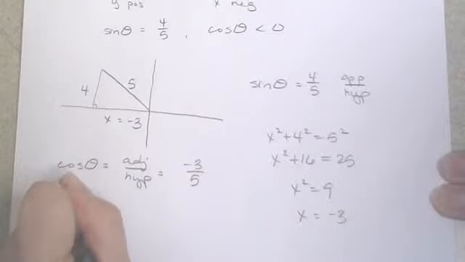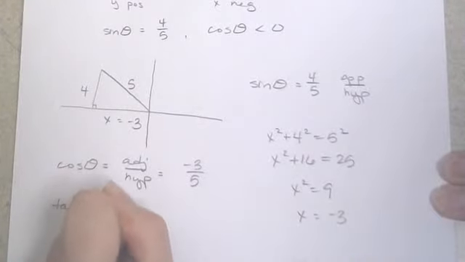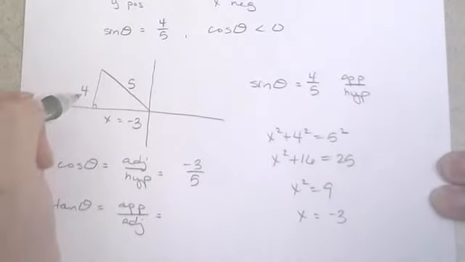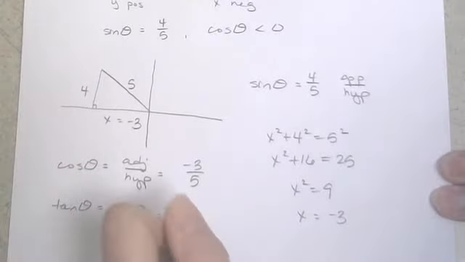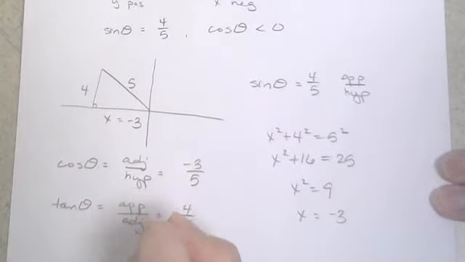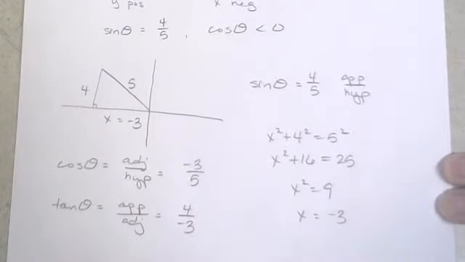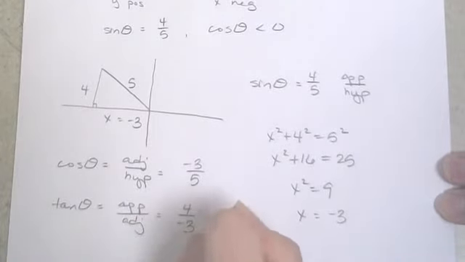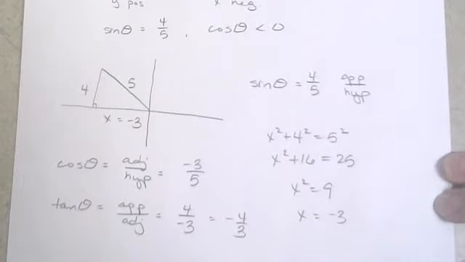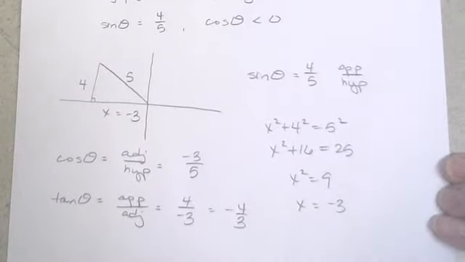Tangent of theta is opposite over adjacent. So opposite is 4, adjacent is negative 3. Okay, so tangent of theta equals negative 4/3. And then the other trig functions are just the reciprocals of those.